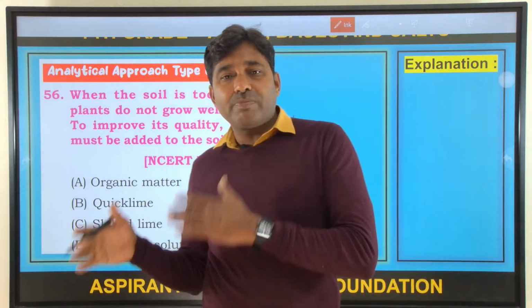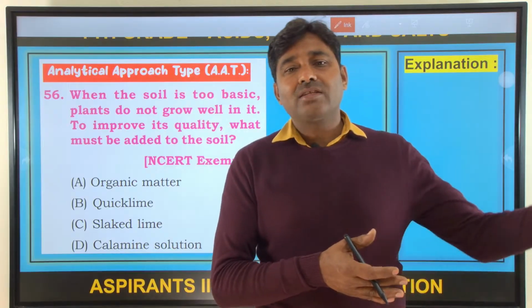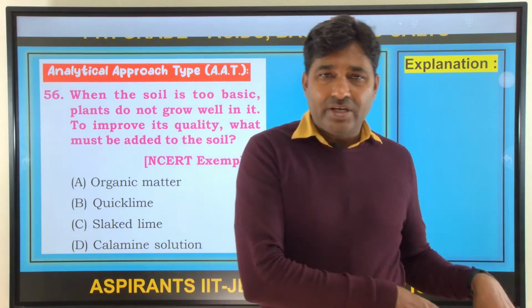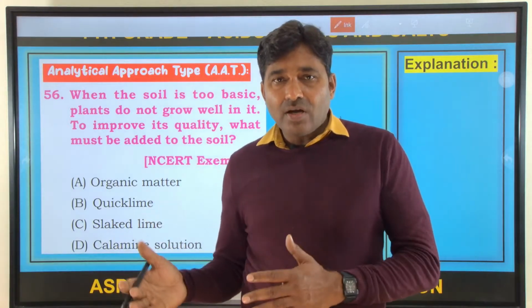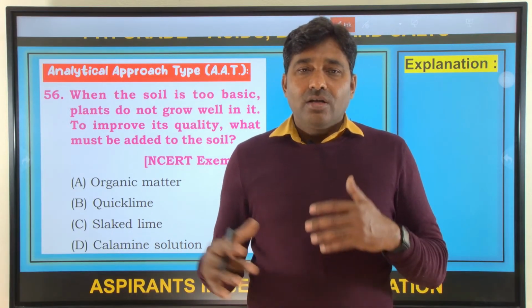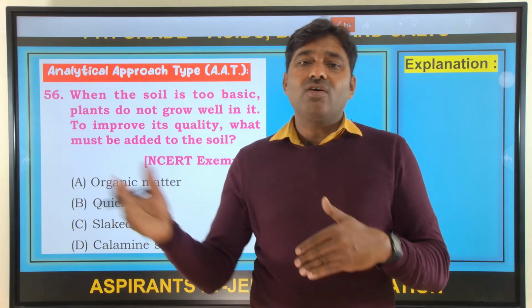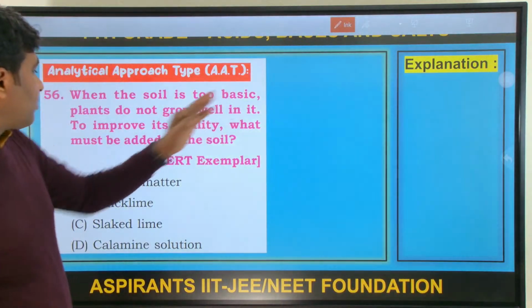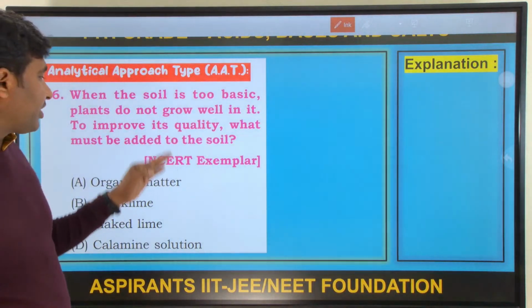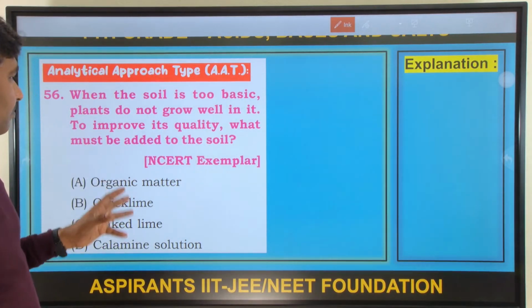If the soil is basic, we need to add an acidic component to decrease the pH level. So that means if the soil is acidic or basic, to bring it to normal, we add basic or acidic components. Here, if the soil is too basic, what kind of component do we need to add to the soil for normal plant growth?